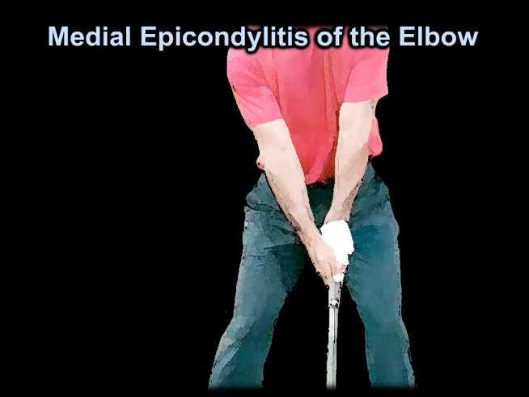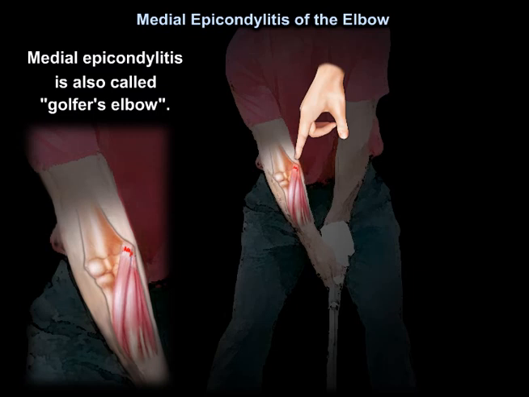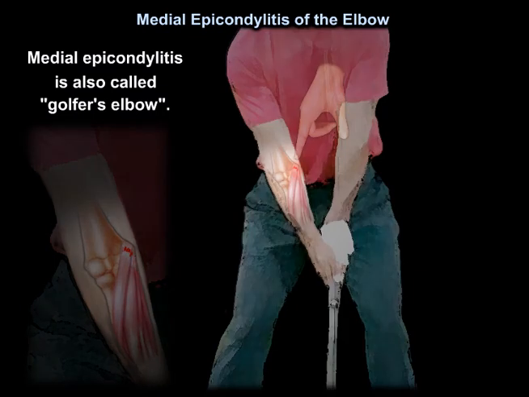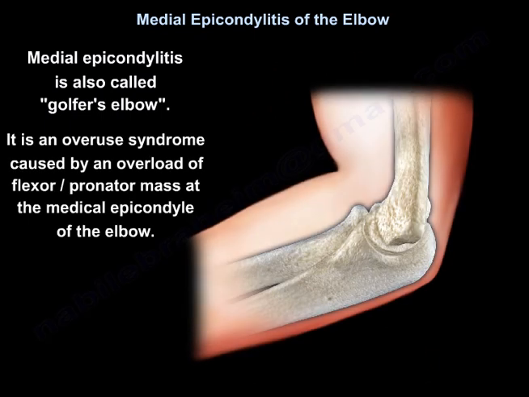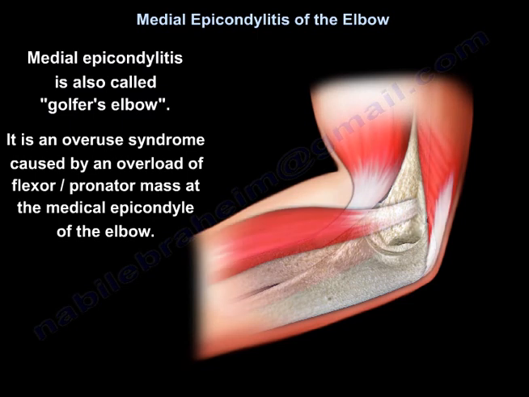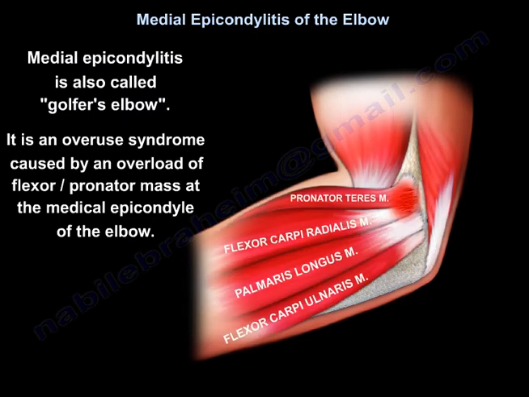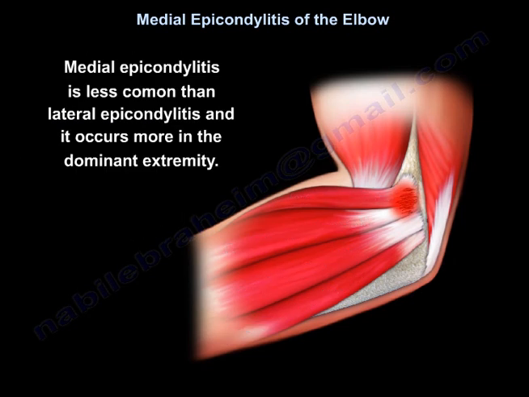Medial epicondylitis of the elbow. Medial epicondylitis, it's also called golfer's elbow. It's an overuse syndrome caused by an overload of the flexor pronator mass at the medial epicondyle of the elbow. Medial epicondylitis is less common than lateral epicondylitis and occurs more in the dominant extremity.